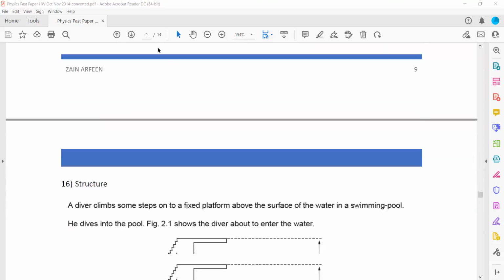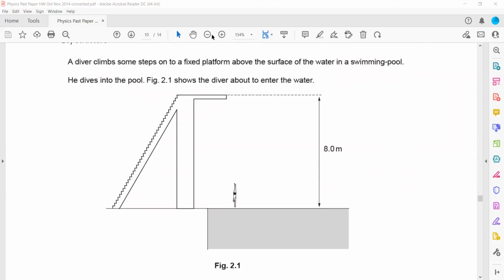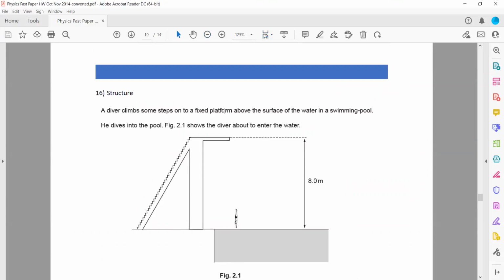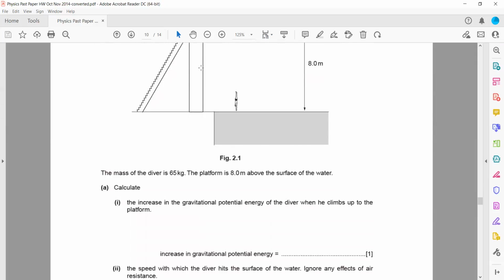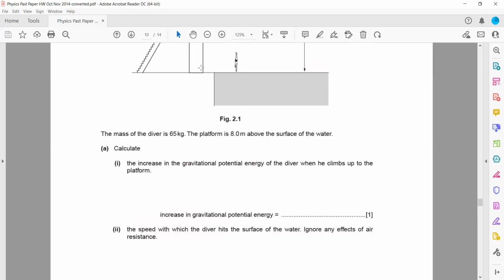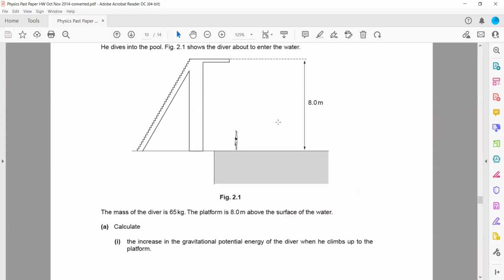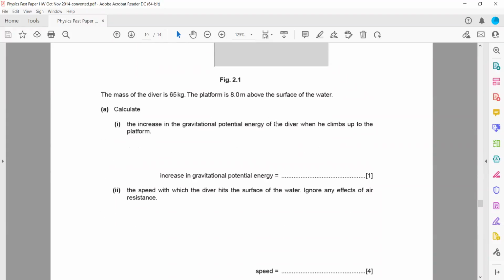Because to change the speed or to accelerate, it needs a resultant force. Another question: a diver climbs some steps on the fixed platform and he jumps, he dives, as you can see. The mass of the diver is 65 kilograms. The platform is 8 meters above, so he jumped from a height of 8 meters. Calculate the potential energy. Increase in potential energy, gain in potential energy, total potential energy.